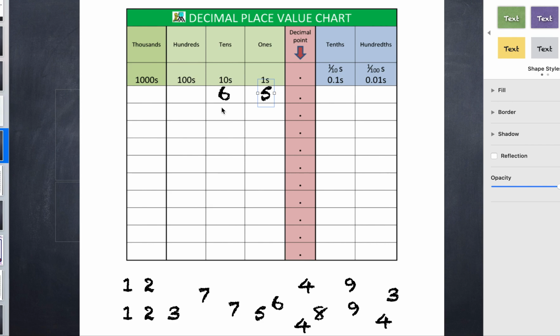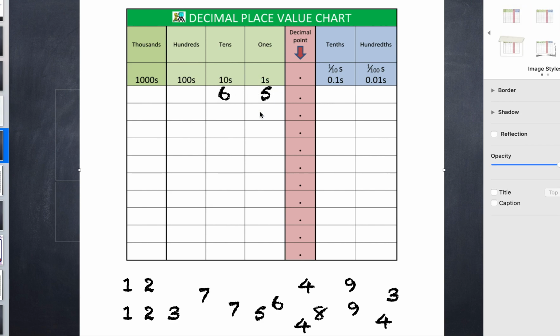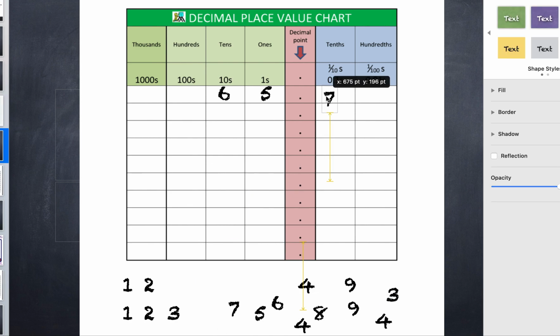Okay, so this number is 65. Very straightforward. At the moment, it doesn't have anything in the tenths or the hundredths column, so I'm going to put a 7 here in the tenths column and keep it nice and simple. So it says 65.7. That's a given decimal number. It has 6 tens, 5 units or 5 ones, and 7 tenths. Absolutely nothing in the thousands, the hundreds, or the hundredths. In a second, we'll be looking at a place value chart that has thousandths as well.